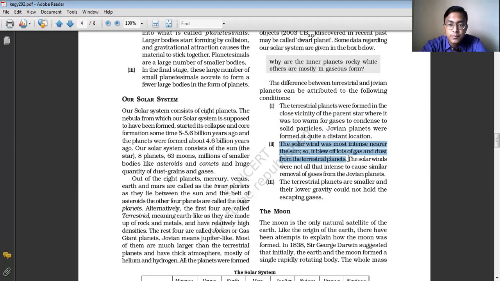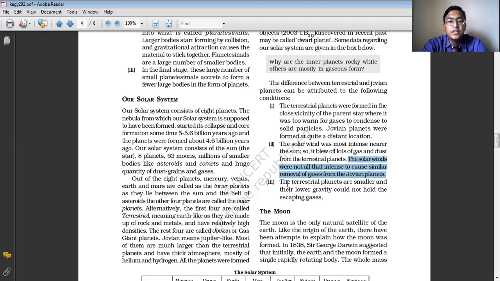On the other hand, the solar winds were not intense enough to cause similar removal of gases from the Jovian planets. In the case of the Jovian planets, the solar wind was not so intense, as a result of which the hydrogen and helium gases could not be blown away. So the gases can still be found in these planets, and this is why they are considered gaseous planets.